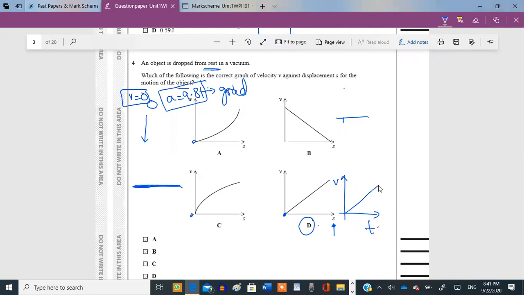This graph would have been correct if the axes were labeled with velocity and time, then it would have been a straight line through the origin. But since this is velocity against displacement, what do you think would be the graph? Well, okay, think of it this way.